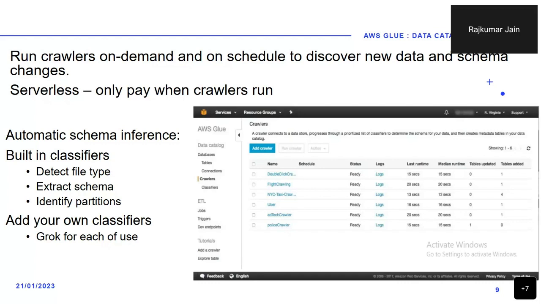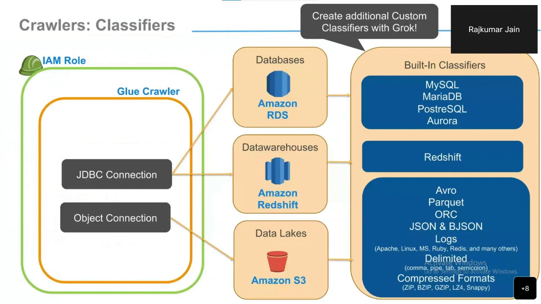And it is serverless, as I said, so you only pay when the crawler is running. Automatic schema inference is the best part of this crawler, because it will automatically detect the file type, automatically extract the schema from the data and identify the partitions. And you can also add your own classifiers. Okay, next. So this is how the crawler classifiers are working.